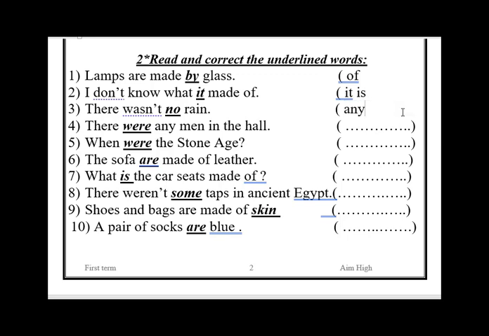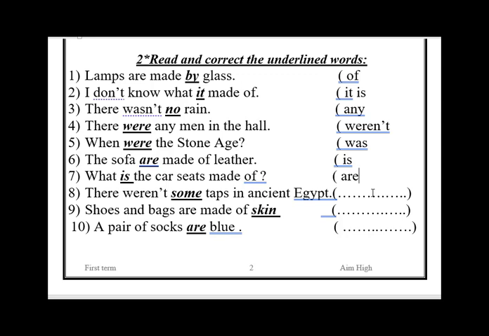Let's move to number 4. There were any men in the hall. I have any, so I must say there weren't any men. When were the Stone Age? So I must say when was the Stone Age. The sofa are made of leather, and it must be the sofa is made of leather. So what is the car seats made of? And it must be what are the car seats made of?